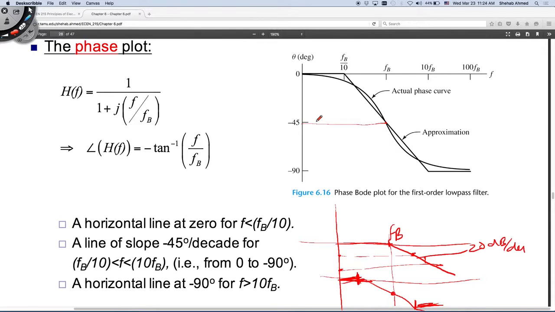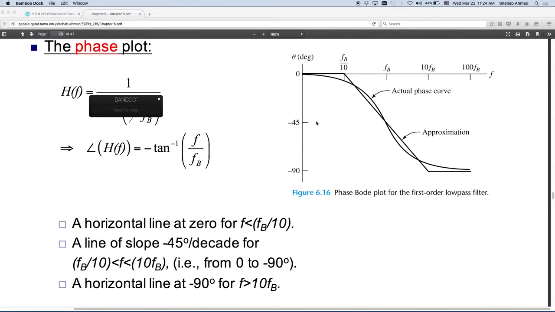So I would make sure that I design a filter that has no phase shift until the frequency of interest, right? So I would use a signal with a frequency of less than FB over 10 if I don't want any phase shift. So good practice would be, yeah, you would design a low pass filter.